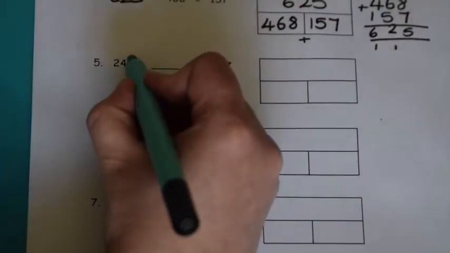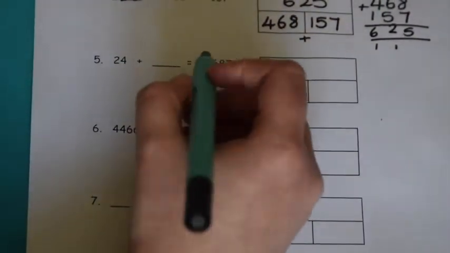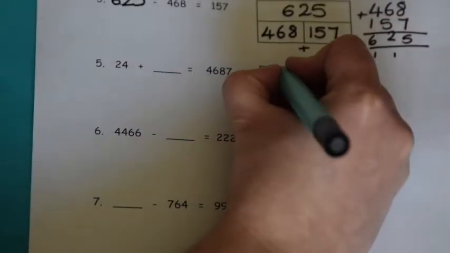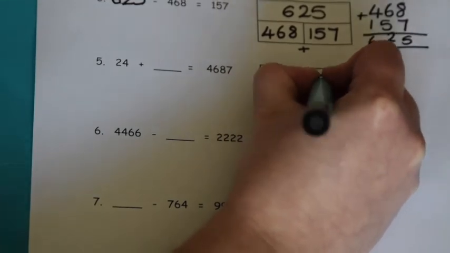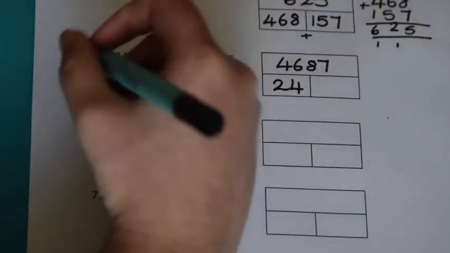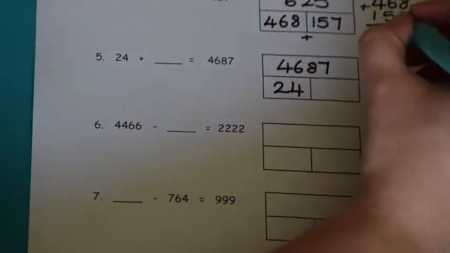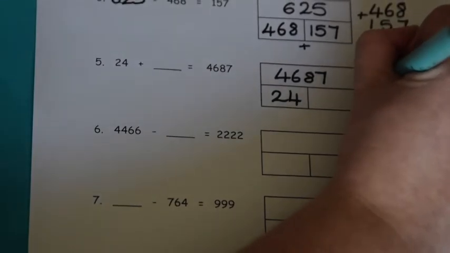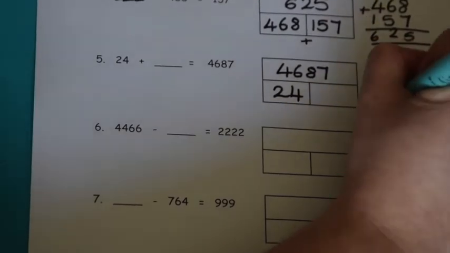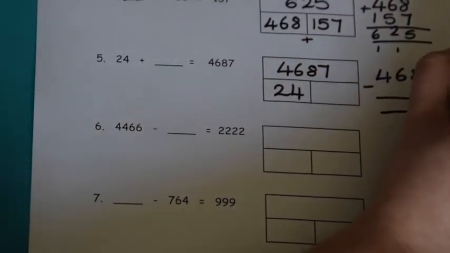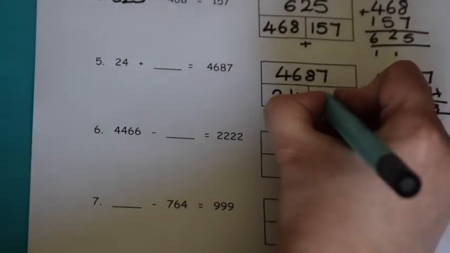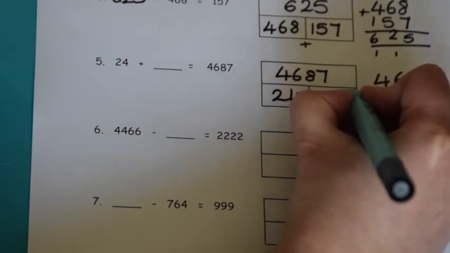Okay, the next one. So this time it's an addition number sentence, so therefore our whole part, the top part of our bar model, will be the number that's after the equal sign, so in this case 4,687, and then we're going to have 24 in this part. So to work out this missing number here, we need to subtract. Make sure you're putting those numbers in the correct columns to subtract. So therefore we know that the missing number is 4,663.